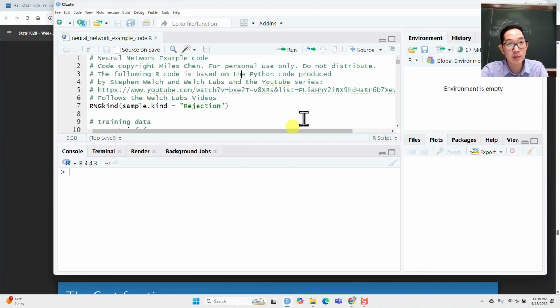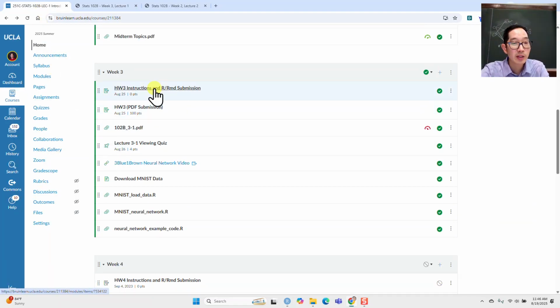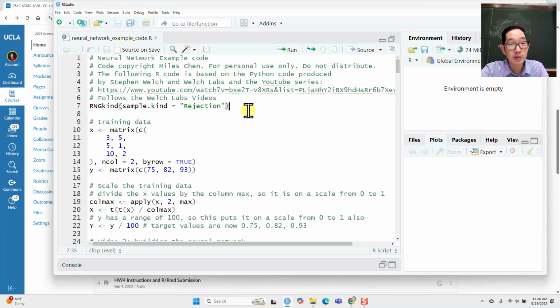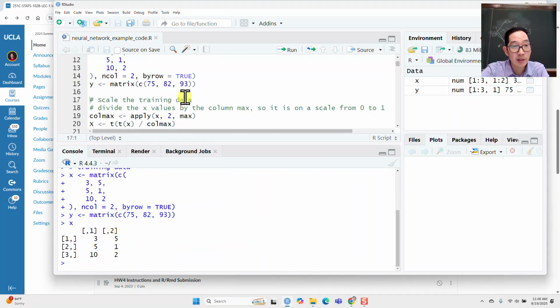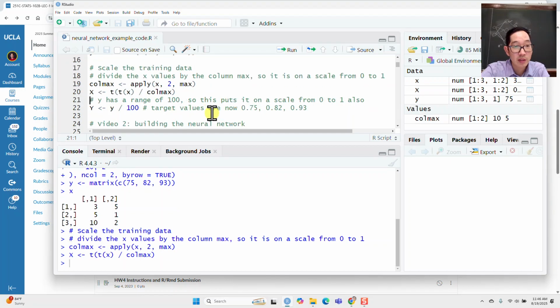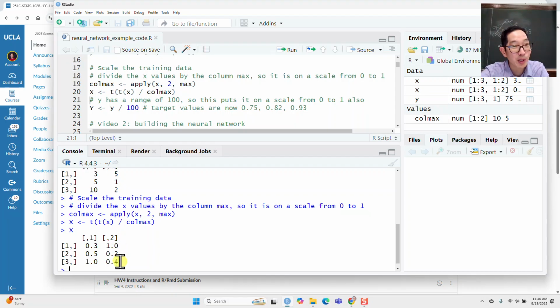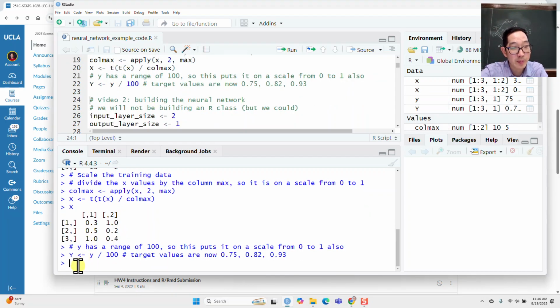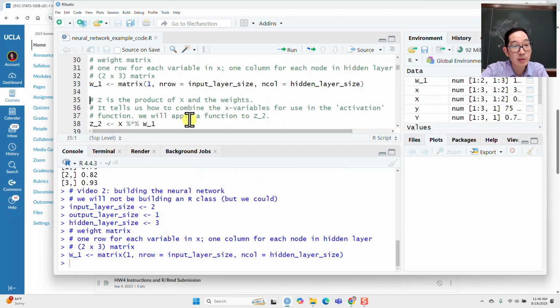Okay, so I have this all coded up. This is available in the modules under neural network example code right here. So you can download the script if you want. And let me just put this in here so you can see, there's X, these are the raw values, and after I scale them, you can see we go from 3, 5, 10 to 0.3, 0.5, 1, and then 5, 1, 2 becomes 1, 0.2, and 0.4, and then my Y values will be scaled down to 0.75, 0.82, 0.93.